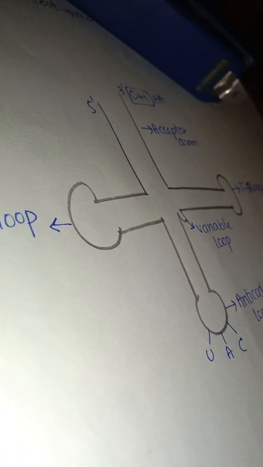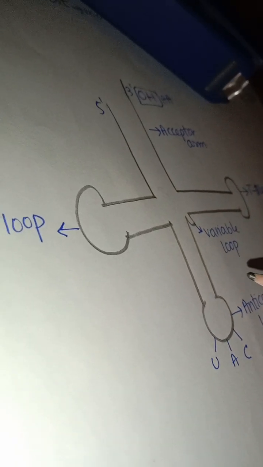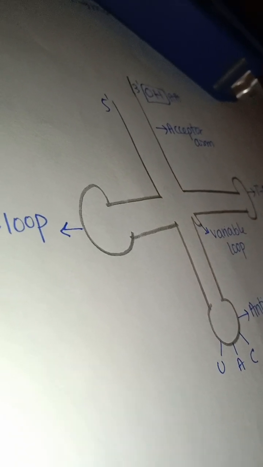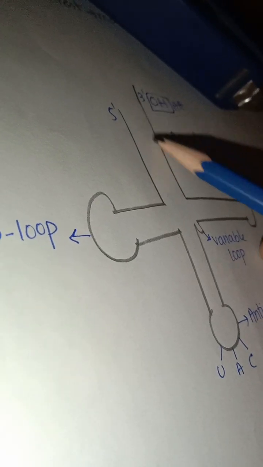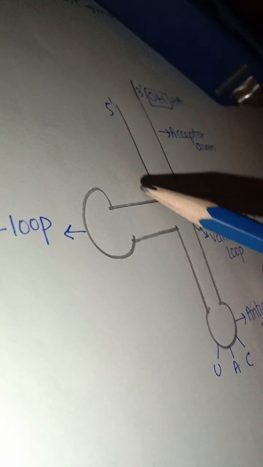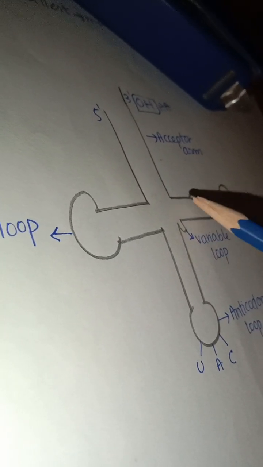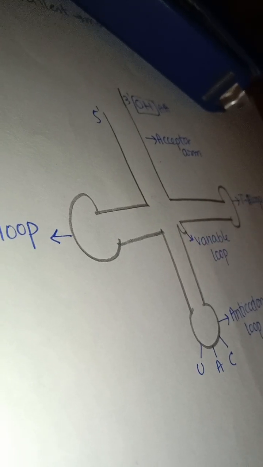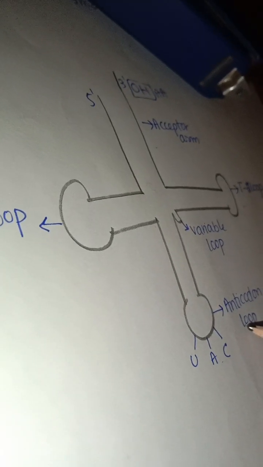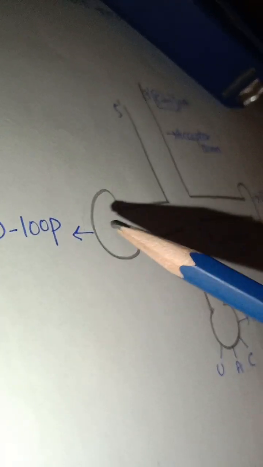I told you this in great detail in my previous video. So let's move towards the model, or the structure, of tRNA. Let me give you an introduction to this. The upper area is known as the acceptor arm. The arm on the right-hand side is known as the T loop. The lower area is known as the anticodon loop, and this one is the D loop.